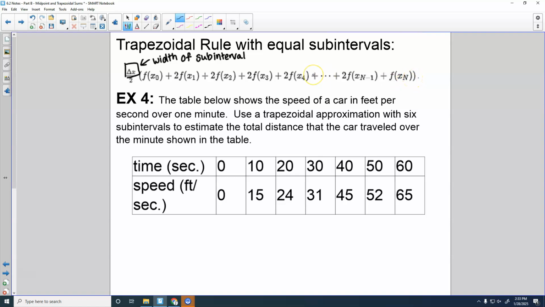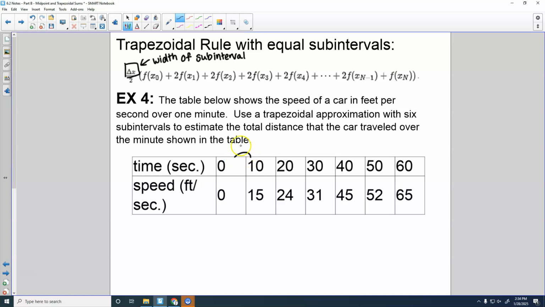Okay, so this table right here shows the speed of a car in feet per second over 1 minute. We are supposed to use the trapezoidal approximation with 6 sub-intervals to estimate the total distance that the car traveled over the minute shown in the table. Okay, so if we're using trapezoidal rule, if we want to skip straight to the shortcut, we don't have to do the area of every single trapezoid. So what is our delta x? What is our width of our subinterval?